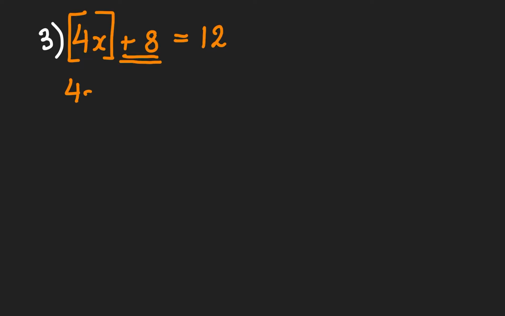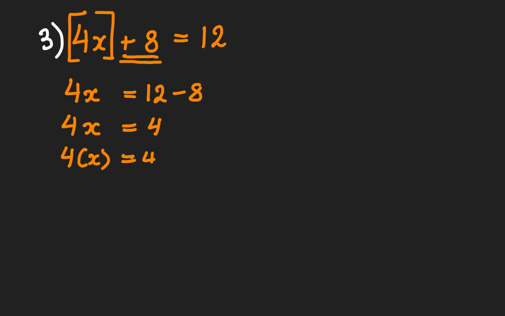So 4x would equal, 8 minus 8 is 0. So make sure you also subtract 8 on the right hand side as well. So 12 minus 8, so 4x would equal 12 minus 8, which is 4. So 4 times something is equal to 4, and that something would equal 1. There you go.